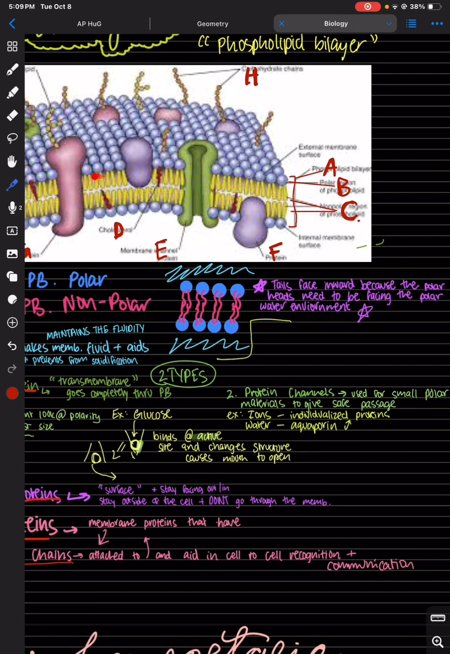I told you how this in-between layer is non-polar. If we have small materials that are polar, for example ions or water molecules, they are small and they're polar. They can't go through all this non-polar stuff. So they need to use a protein channel to give them a safe passage. Ions have individualized, specialized passages that allow them to go through the phospholipid bilayer through these specialized protein channels. And water has specialized protein channels called aquaporin.